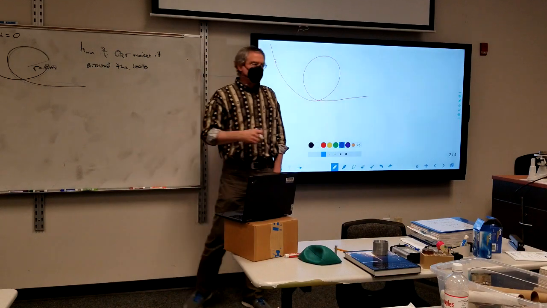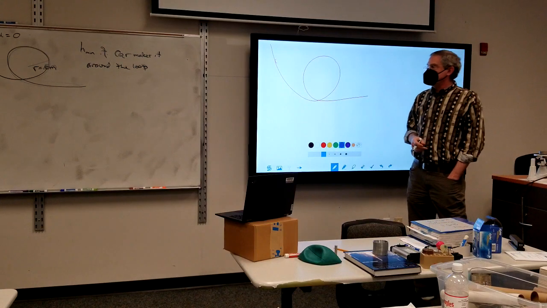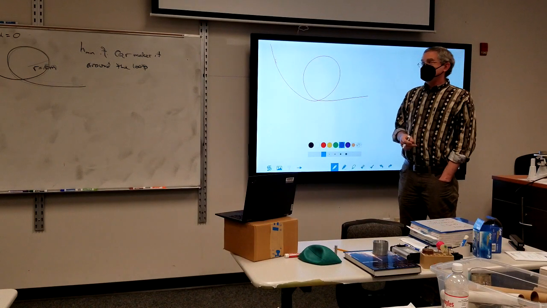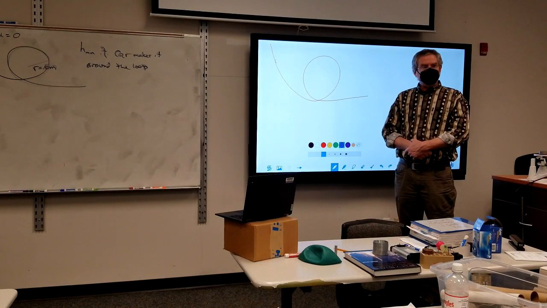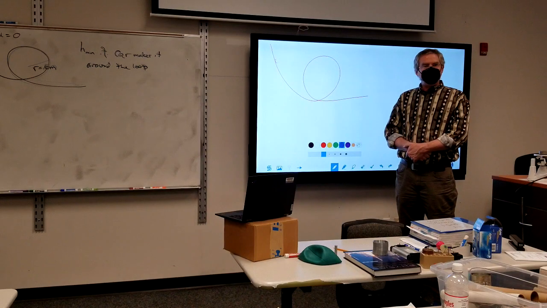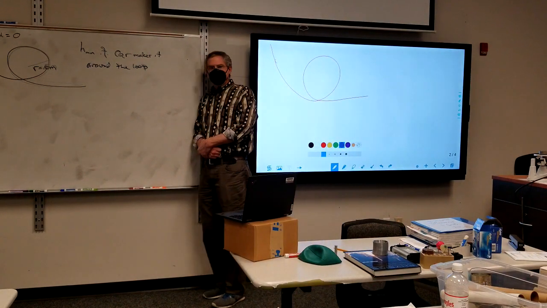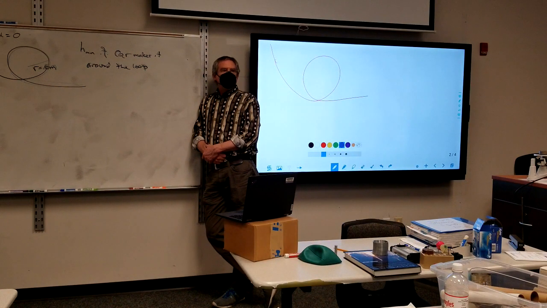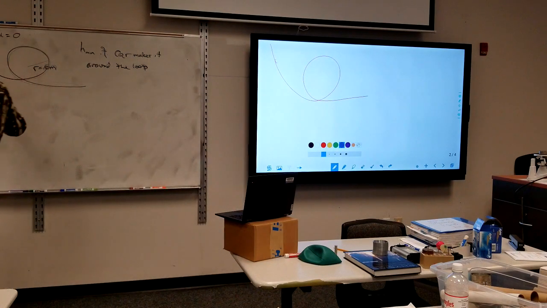So we've got a couple different principles involved here. We've got Newton's laws, we've got conservation of energy, we've got conservation of momentum. What approach should we take? Find the potential energy. Force diagram. All right, if we did a force diagram, we've got the car right there. What are the forces acting on it?